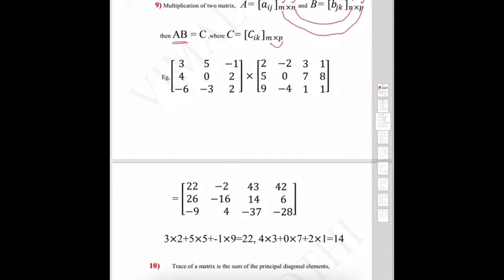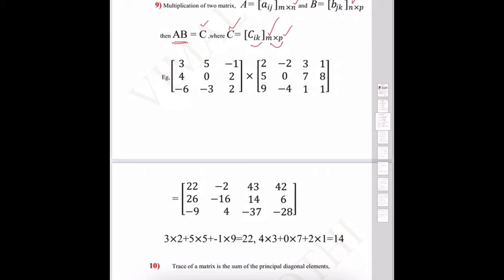That is, AB equals C equals Cik, where i equals 1 up to m. That is, the matrix C has m rows and p columns. That is, matrix multiplication is valid only if the columns of A and the rows of B are equal.